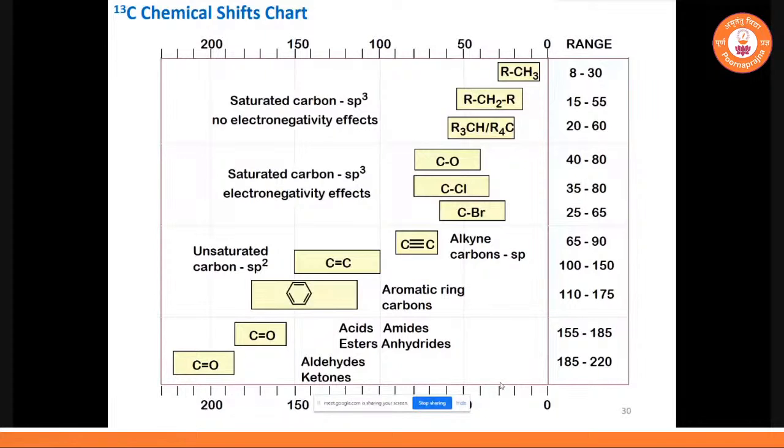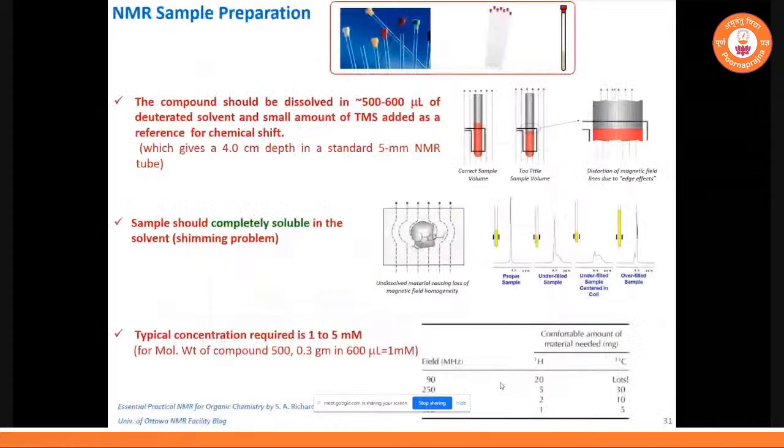So these are the chemical shift charts for different molecules and where their frequencies come. I'm not going through that one.